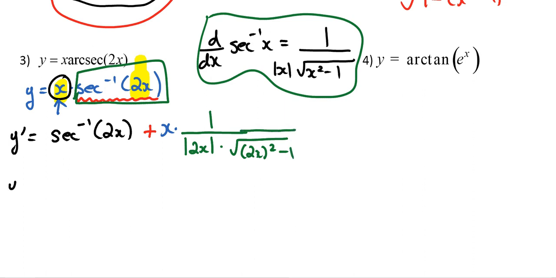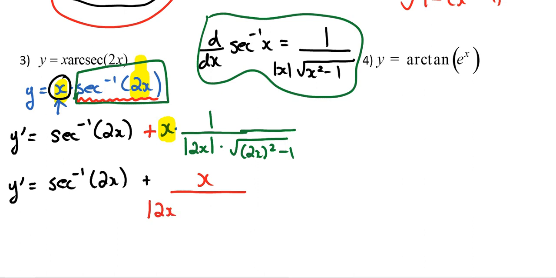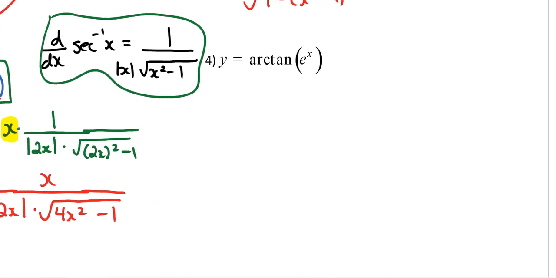And then I'm going to go ahead and I will simplify this. This is going to be secant to the power of minus 1 of 2x plus, well, there's not much you can simplify here. I'm just going to take this x term here, highlight in yellow, and put that all in the numerator there, all divided by the absolute value of 2x times the square root of 4x squared minus 1. And there it is. Here's your final answer there. Okay, let's move on to question number 4 now.